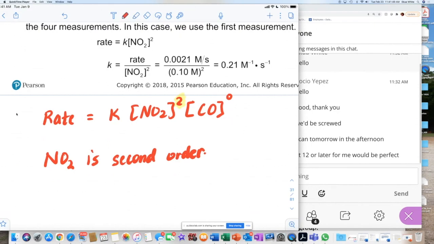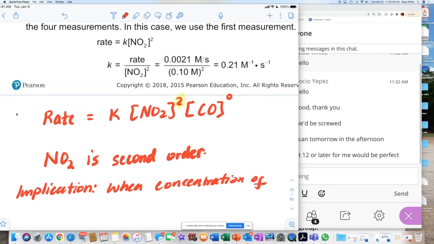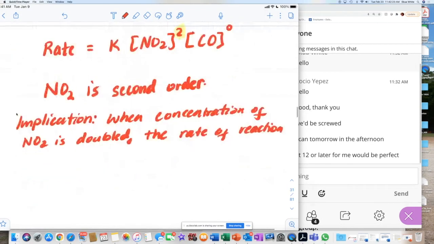But what does that mean? What's the implication? How does knowing that NO2 is second order influence the way you design the experiment? This means when the concentration of NO2 is doubled, the rate of reaction is quadrupled.